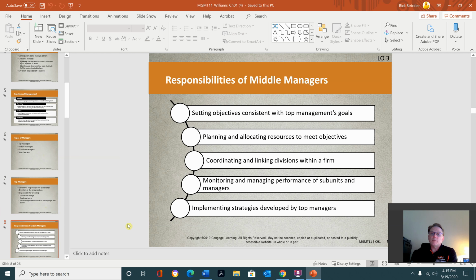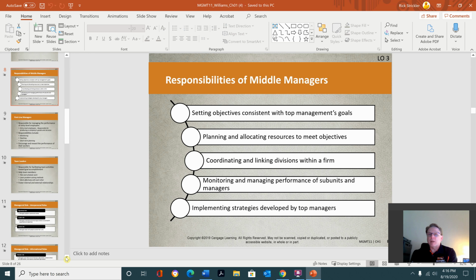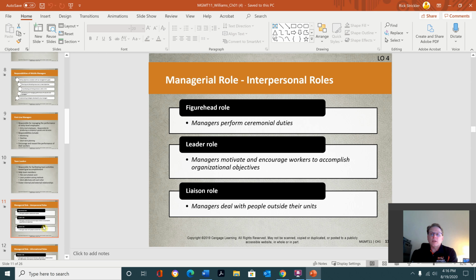Okay. Responsibilities of middle managers. Much of this has been replaced with computers. So a lot of companies have what they call flattened out, or downsized, or right-sized, or whatever term they want to use, and have gotten rid of most of the middle management because they found that computer systems can do all this. So if it's a company that's trying to modernize and cut expenses, then you might find that you have very few, if any, middle managers. Okay, and there's your frontline managers. So management's role is figurehead, leader, and liaison.